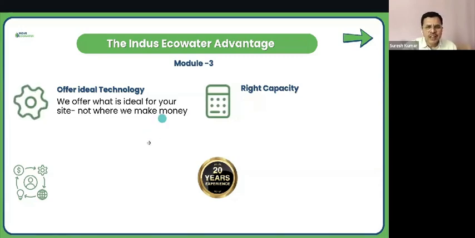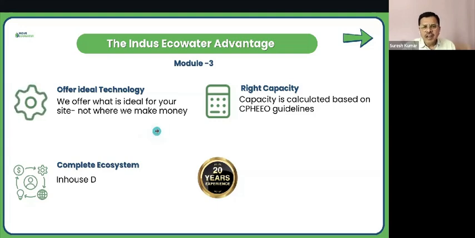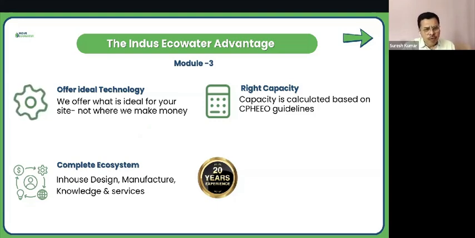Even if you give us an inquiry saying that I need 50 KL, 100 KL, 500 KL, we ask you questions, right? We scientifically calculate your STP requirement, capacity requirement, and we offer you a complete ecosystem. When I'm saying complete ecosystem, a lot of small and mid category vendors depend on outside service providers. They buy a large number of components from outside. They just integrate, right? Then they don't offer O&M. They don't train your operators. Whereas we have an in-house team for all these aspects, from design to manufacture to providing knowledge and services.